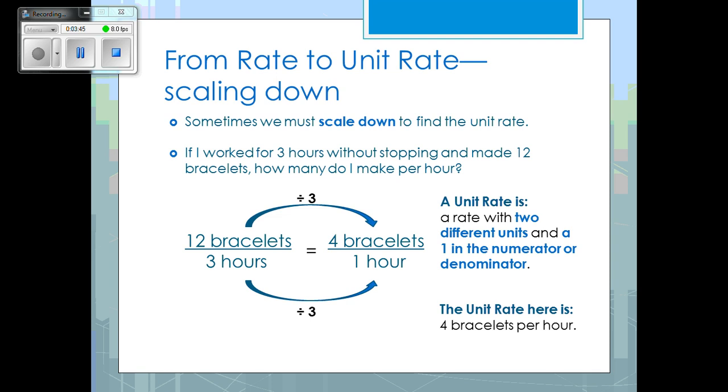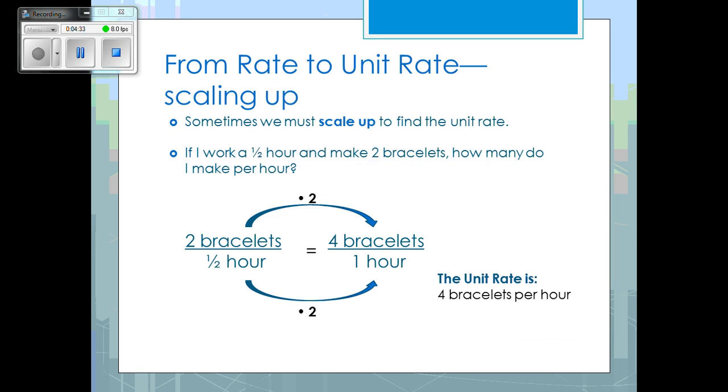From rate to unit rate, scaling down. Sometimes we must scale down to find the unit rate. For example, if I worked for 3 hours without stopping and made 12 bracelets, how many bracelets do I make per hour? Well, I can set up the given rate, 12 bracelets over 3 hours, and I can set it equal to some number of bracelets over 1 hour. To get from 3 to 1, I need to divide by 3. So I'll also do that in the numerator. 12 divided by 3 gives me 4 bracelets in 1 hour. The unit rate here is 4 bracelets per hour.